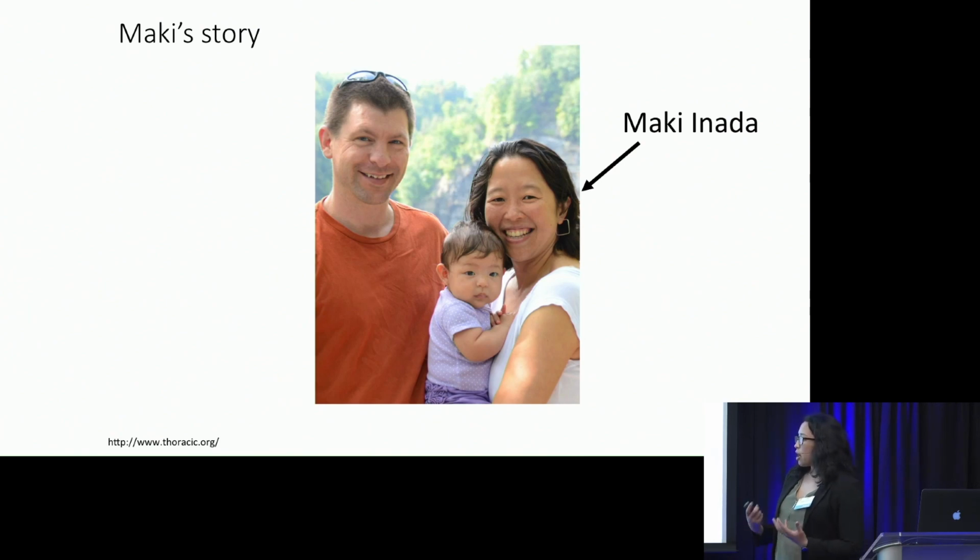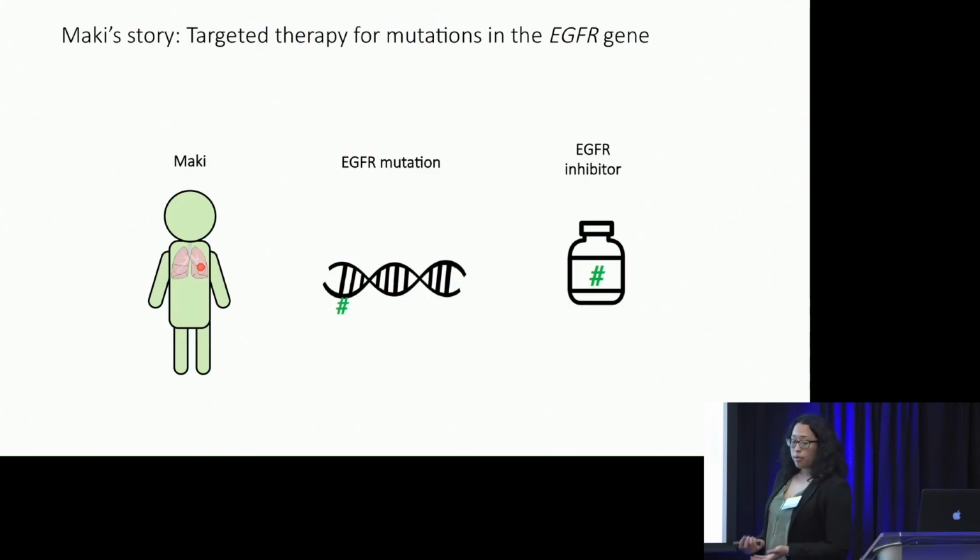And so her doctor realized that since she was of East Asian descent and also a never smoker, commonly those individuals tend to have mutations in a gene called EGFR. So through DNA sequencing, they sequenced the version of EGFR in Maki's lung tumor, and they identified a mutation that was known to cause a change in this EGFR gene. And fortunately, there was a known inhibitor that could specifically treat patients that had this type of mutation.